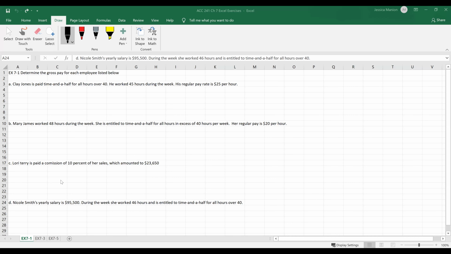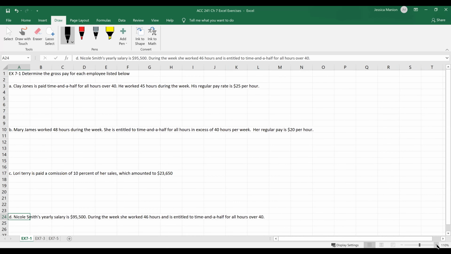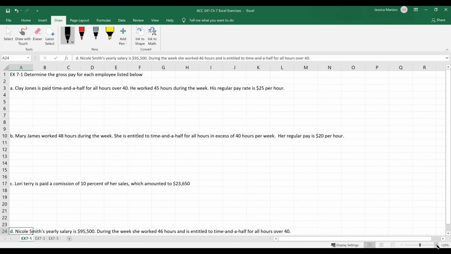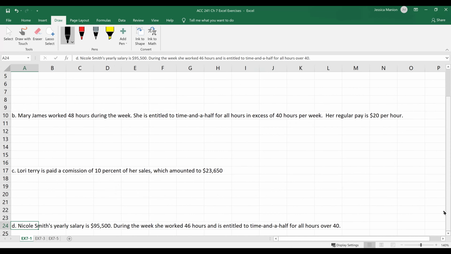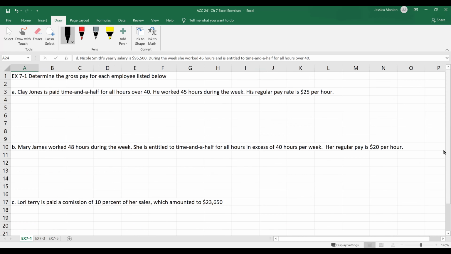Okay, so here's exercise 7-1, and we'll just do this and then we'll stop because we're about at 45 minutes right now. So we don't have too much more time. So we'll just do this and stop.